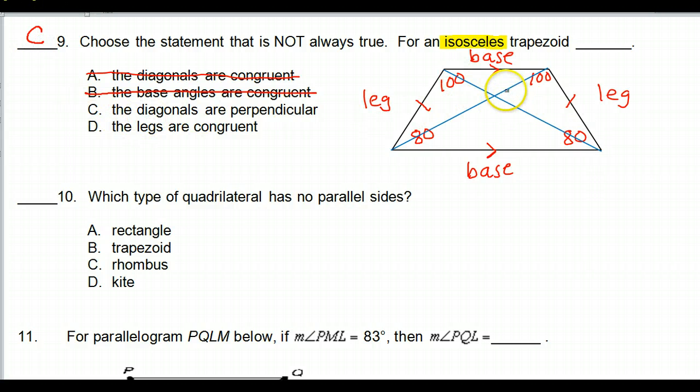The diagonals, as you can see in this example, are not perpendicular, and in general they will not be perpendicular. The legs are congruent. Of course, that's what makes it isosceles, so that would always be true. But the diagonals do not need to be perpendicular. That will be true for a rhombus, and it will be true for a kite, but not necessarily for an isosceles trapezoid. Okay. So, C is the answer.